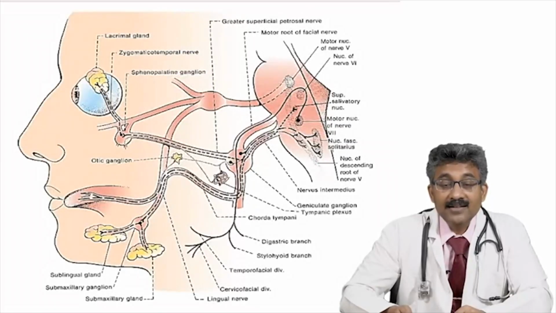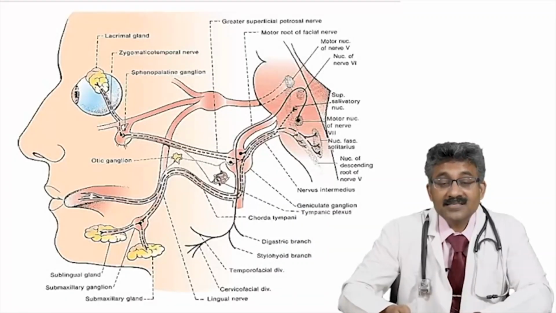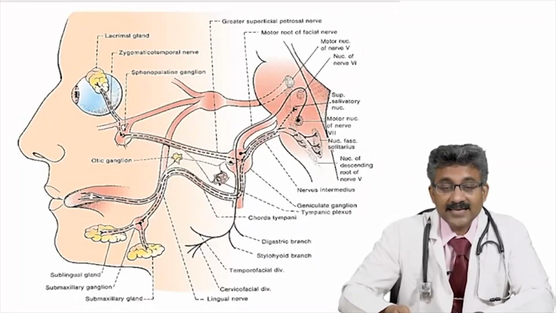And then it gives terminal facial nerve branches, which supply the muscles of the face, that is the digastric, stylohyoid, temporofacial, and cervicofacial nerves. This is the motor root from the motor nucleus of the facial nerve. And here you can see broken lines. There are 2 broken lines. One is a large broken line, and another is a small broken line.